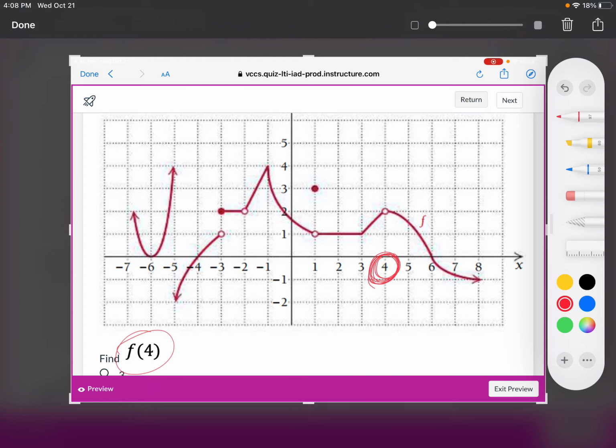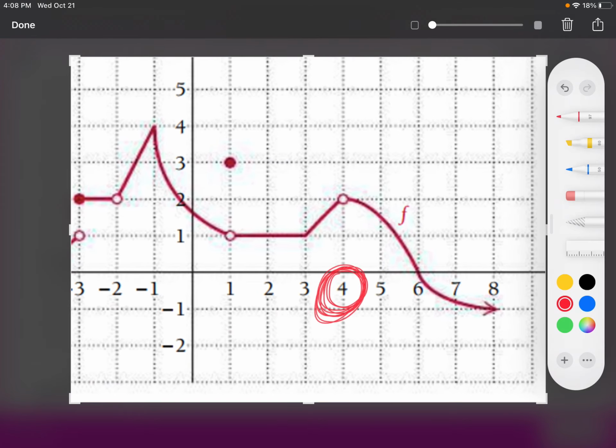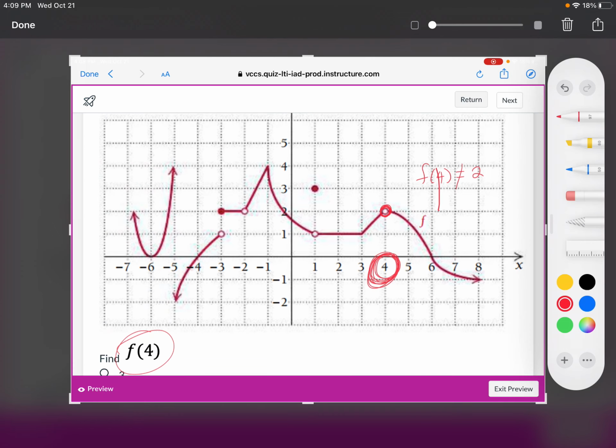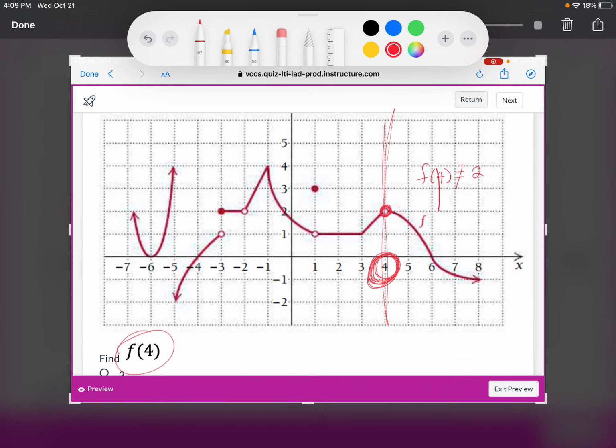So where's the point at? Now I got a problem though. Do you guys see that we have an open circle at x equals 4? So I cannot say f of 4 equals 2. That is not true, because we have an open circle there. Now, in order for me to have a function value, I better have a closed circle. Do I have a closed circle anywhere at x equals 4? Not really, right?